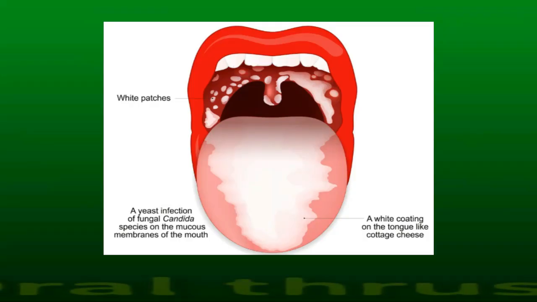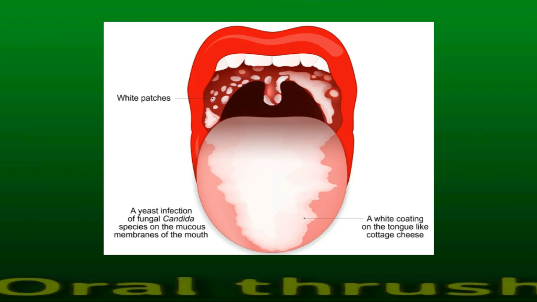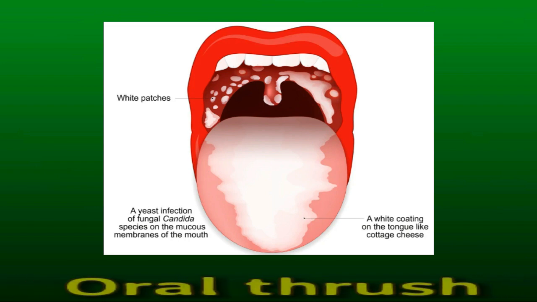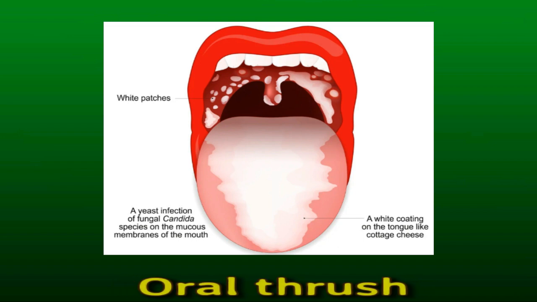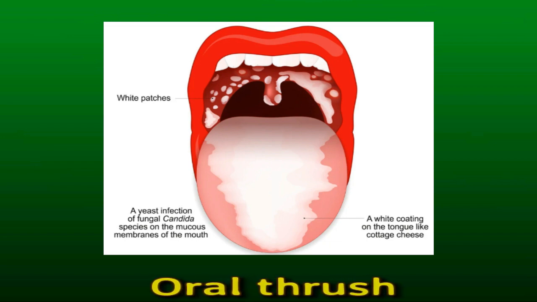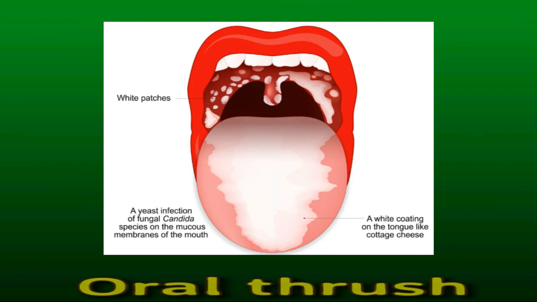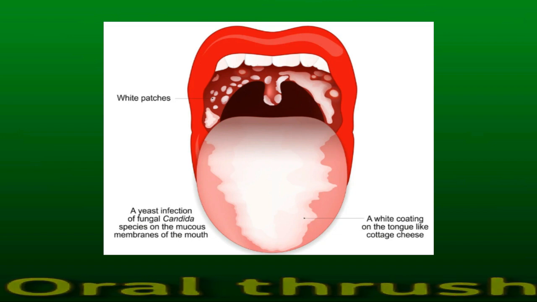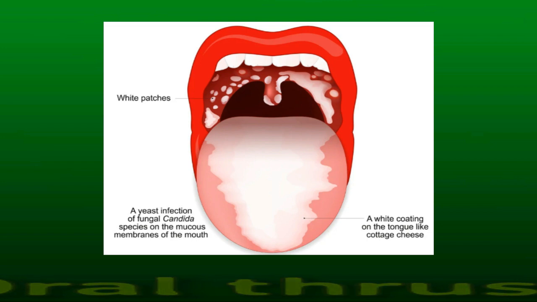Oral thrush. An overgrowth of fungus in the mouth causes oral thrush. It can happen because someone has immune system issues, has taken antibiotics, inhales steroids without a spacer, or has certain health conditions. The symptoms include white creamy lesions on the tongue, inner cheeks or roof of the mouth, discomfort, a burning sensation. Antifungal medications may treat the infection.